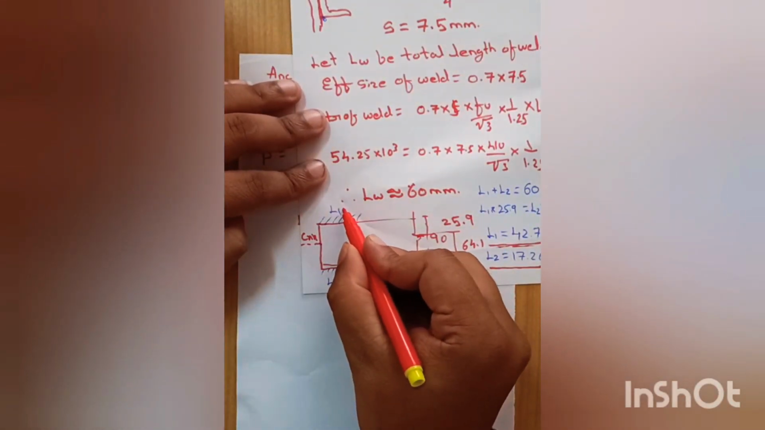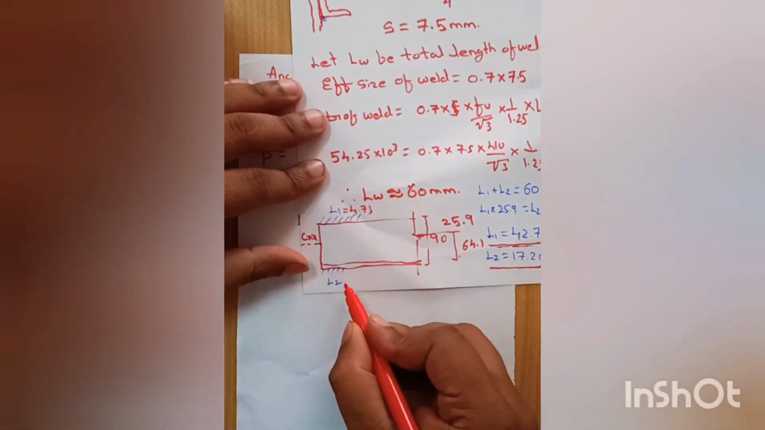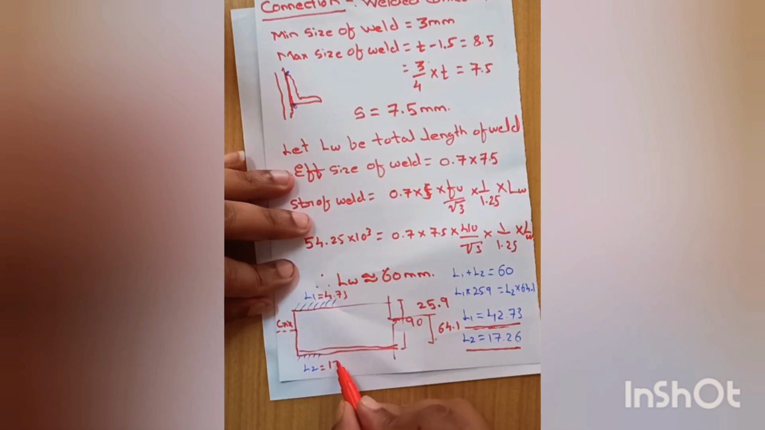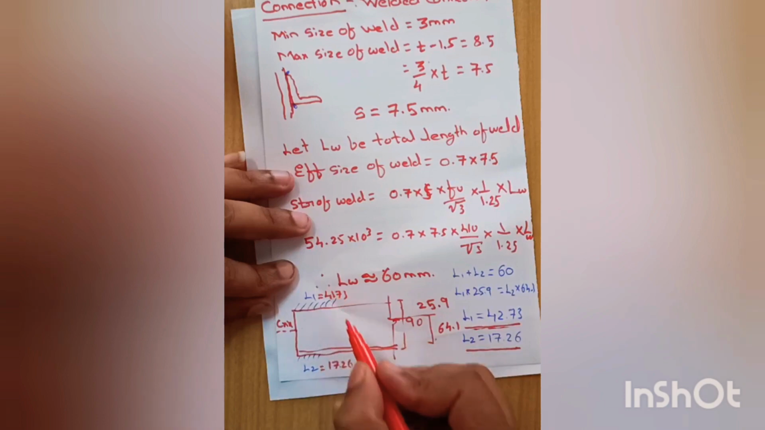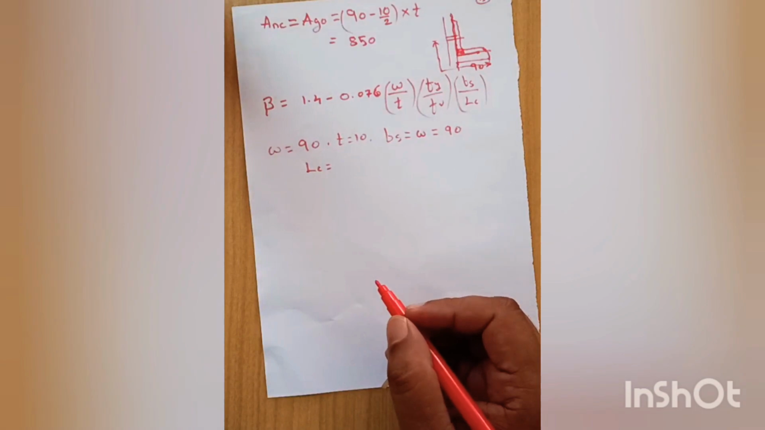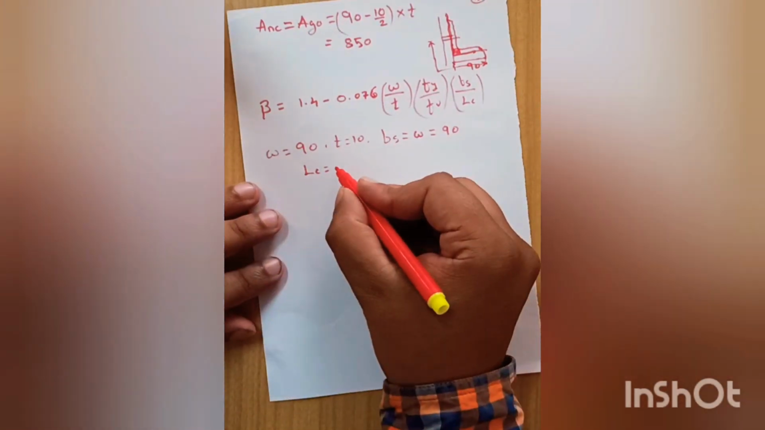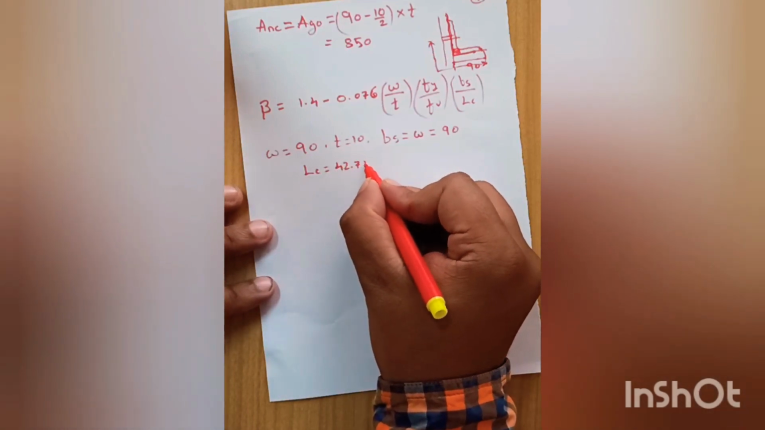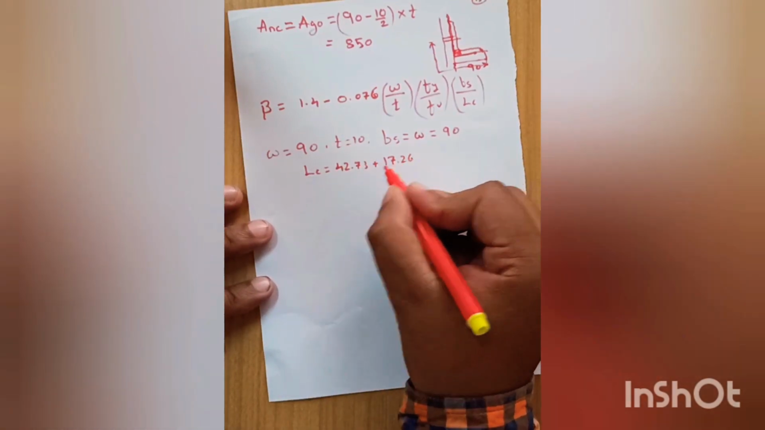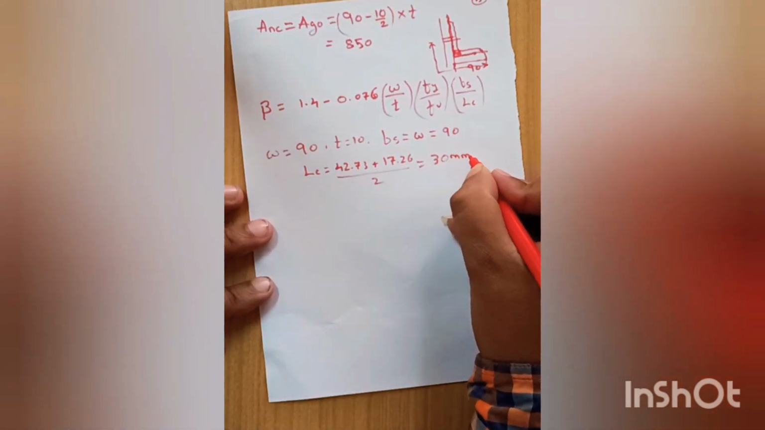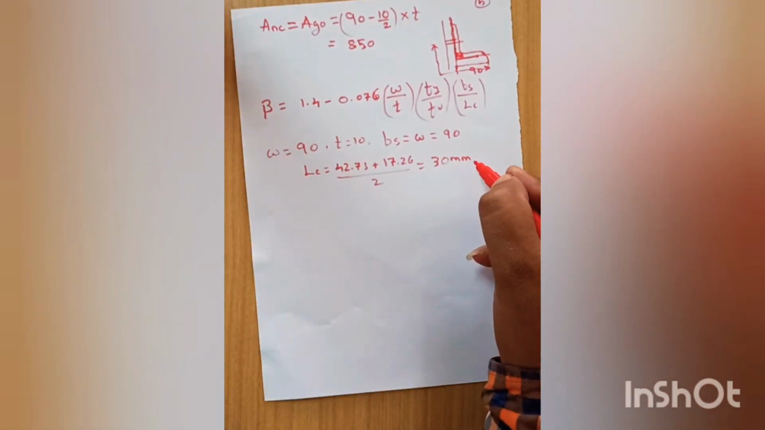L1 we are providing 42.73. L2 we are providing 17.26. So here it is 17.26, here it is 42.73. So the length of the connection will be the average length of the connection. So that is 42.73 plus 17.26 divided by 2, which comes around 30 mm. So LC will be 30 mm.